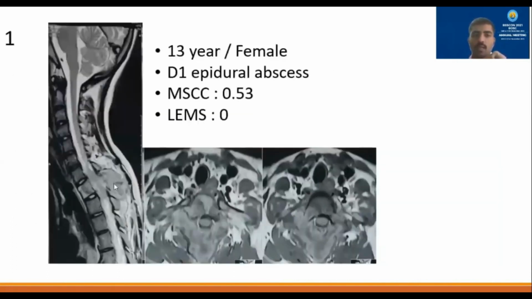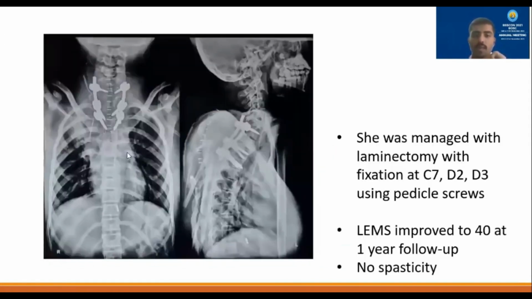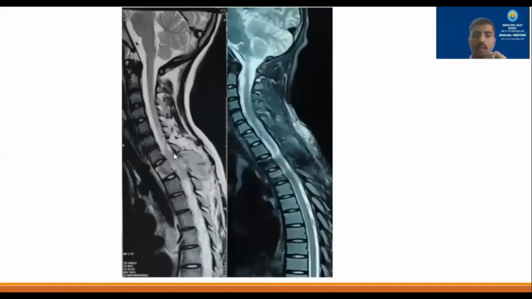This is a 13-year-old female. She had a D1 epidural abscess. The MSCC was 0.53 and the LEMS was 0. We managed this patient with laminectomy followed by fixation at C7, D2, D3 using pedicle screws. The LEMS improved to 40 at 1 year follow-up and she did not have any spasticity. This is a comparison between the preoperative and the postoperative MRI of the same patient.